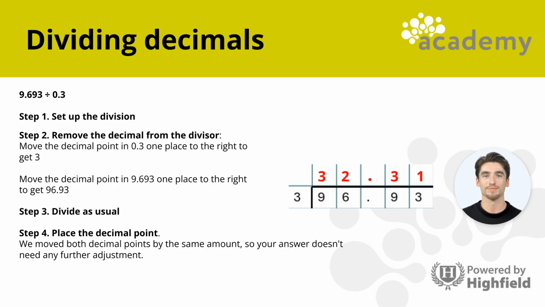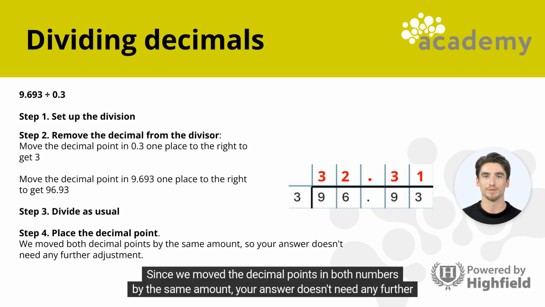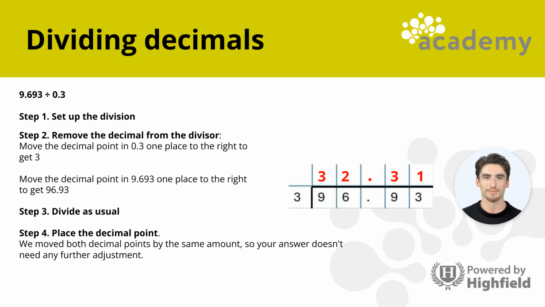Step 4. Place the decimal point. Since we moved the decimal points in both numbers by the same amount, your answer doesn't need any further adjustment. The answer is 32.31.